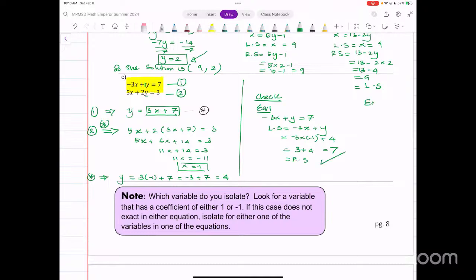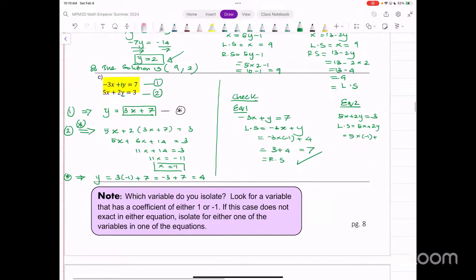Equation 2, left-hand side. How much is the x? How much is the y? Something is not correct. x is minus 1, y is 4. Oh yeah, that's right. On my right-hand side, I should get 3. That's on the right-hand side.